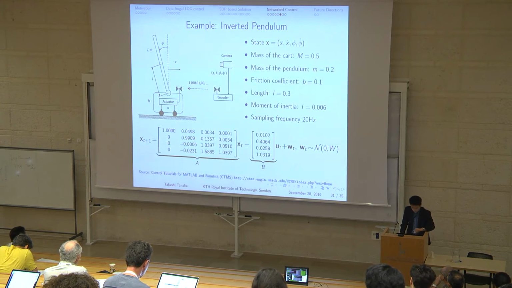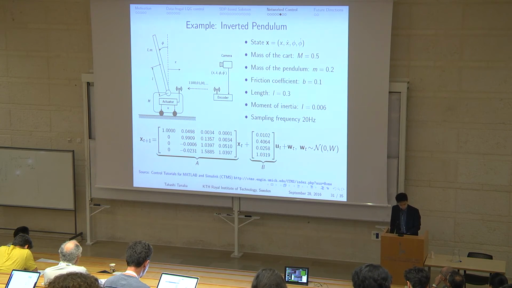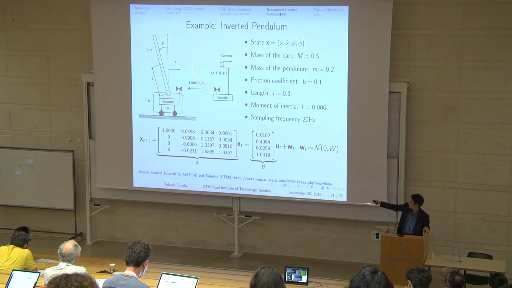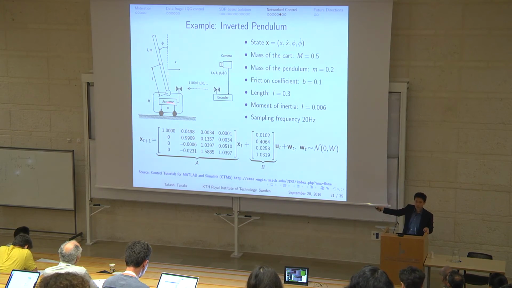So I have a simple numerical simulation to demonstrate this. This is a classical control problem. This is an inverted pendulum, and this is observed by a camera, but this information must be fed back to this actuator through these binary messages.